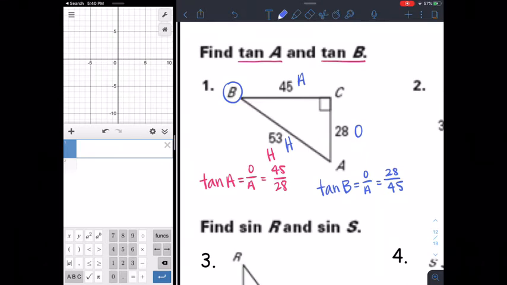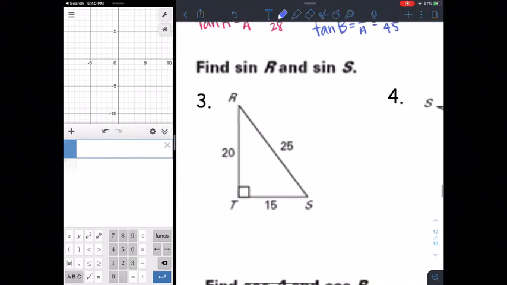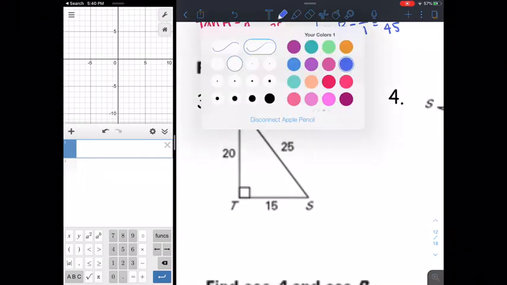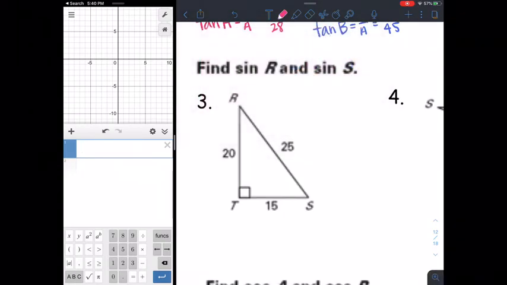Now again, this is not solving anything with trig, okay? It's just a matter of setting up the problems. So I'm going to skip down here to sine. And again, we're going to look at angle R first. So in relation to angle R, I've got my hypotenuse, I've got my opposite, and I've got my adjacent. Sine is the ratio of opposite over hypotenuse.